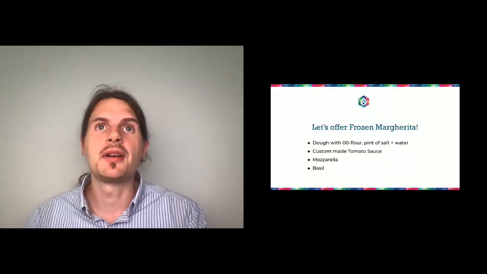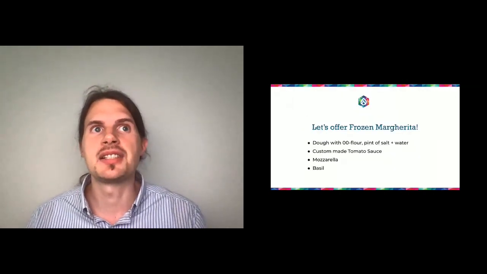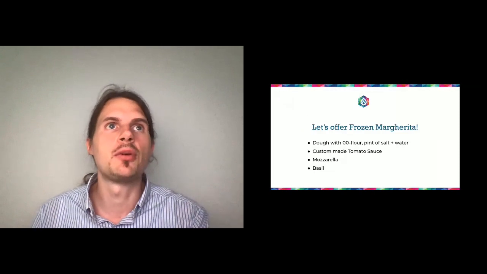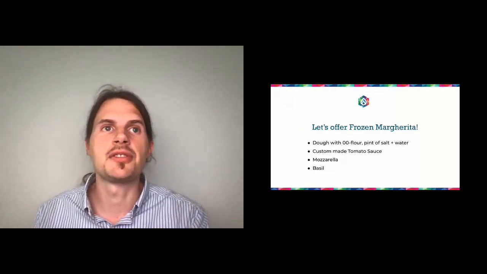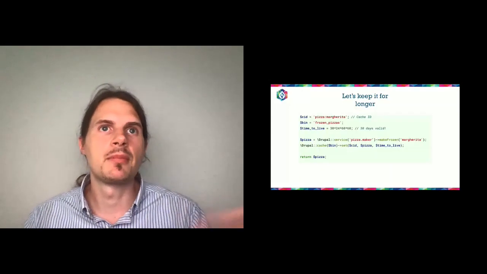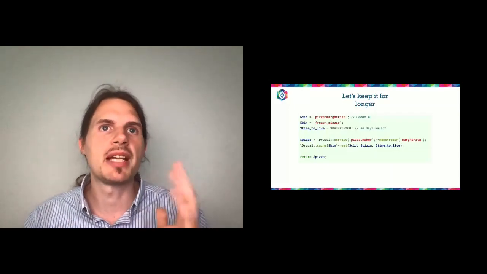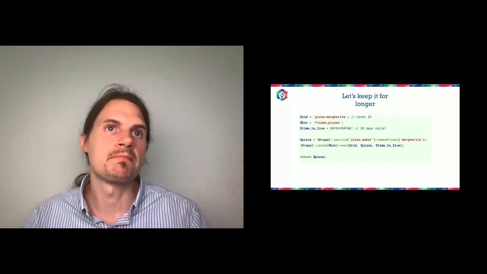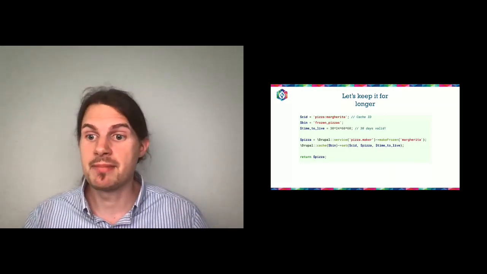So we have a frozen pizza margherita. It's a dough with 00 flour, a pinch of salt and water, custom-made tomato sauce, mozzarella and basil. And yeah, we use a pizza maker now. We make a frozen pizza, and we can now store it for 30 days. That's great.